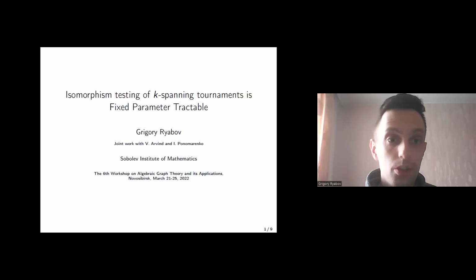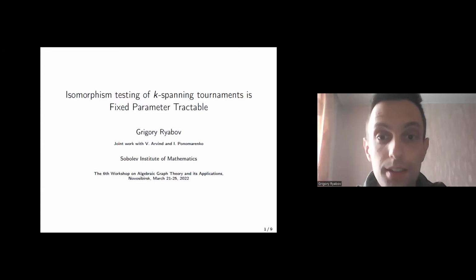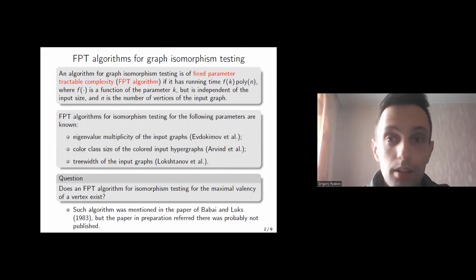The title of my talk is Isomorphism Testing of Cayley-Spanning Tournaments is Fixed Parameter Tractable. And in fact, it is not about association schemes. The talk is based on joint work with Vikraman Arvind and Ilya Ponomarenko. So let's start with the definitions.